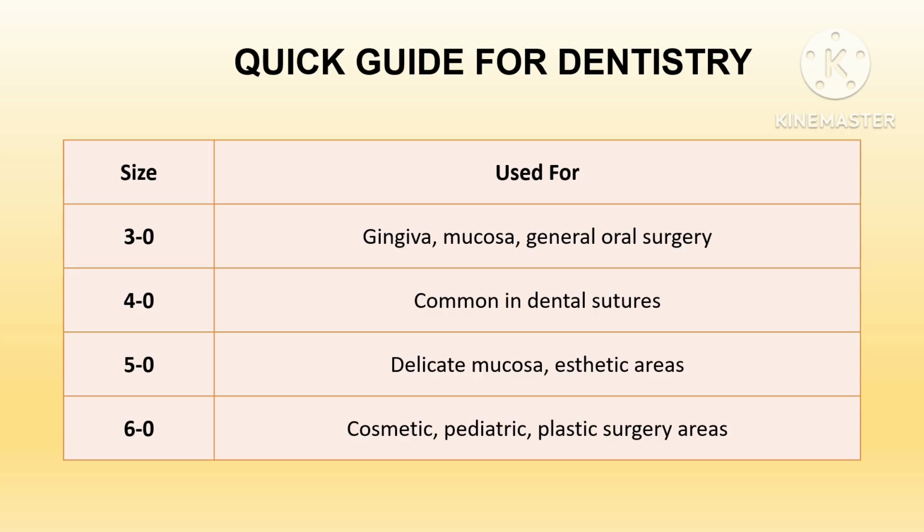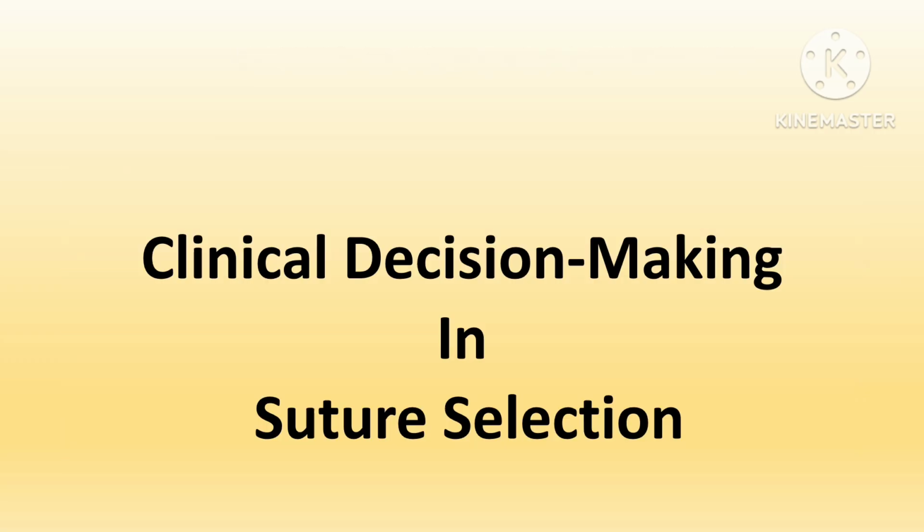So the choice of suture gauge depends on the balance between strength and sensitivity. Thicker sutures are stronger, but thinner ones are gentle on tissues and leave a better cosmetic result. Proper suture selection is an essential skill in clinical practice. It directly influences wound healing, scar formation, and patient comfort.